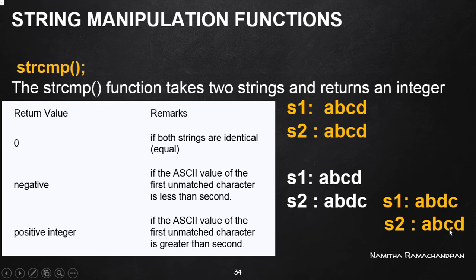So here we obtained a mismatch, so we can stop the comparison at this position. We don't want to compare the characters of the next location because in this particular position we obtained a mismatch and it returns a positive integer in this case. So how do we obtain this positive integer? By subtracting the ASCII of C from the ASCII of D, meaning ASCII of D minus ASCII of C. The ASCII of D is always greater than ASCII of C, so it returns a positive value.